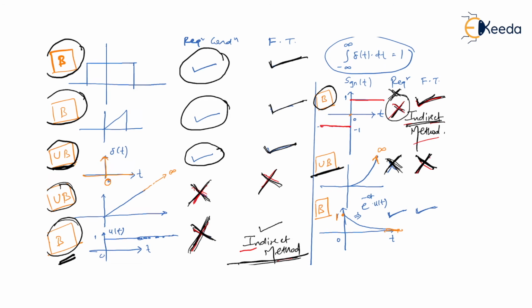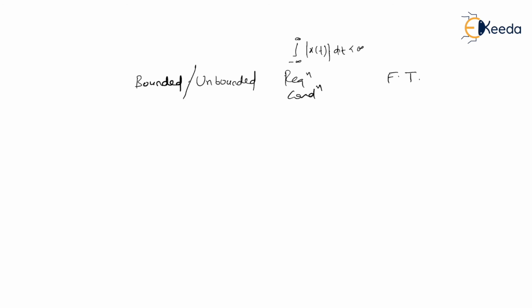So let us summarize what we have done. I'll put it in a single table and then you will understand the overall conclusion. When I write required condition, I mean the condition that the integral from minus infinity to infinity of mod of x of t dt must be less than infinity. That is, the given function must be integrable, or should have a finite area under the given curve. Then I would declare whether Fourier transform exists or not.